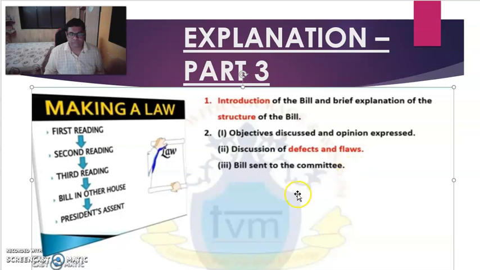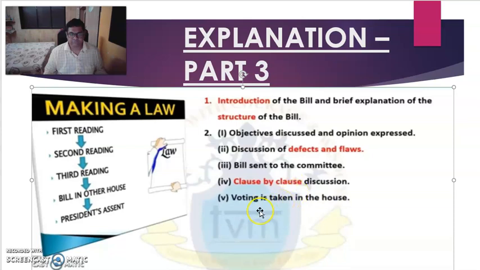After the discussion within the House, as per the requirement, the bill is sent to a committee of the House. The committee can give some instructions or recommend some changes to make the bill flawless. In the second stage of the second reading, the bill is discussed thoroughly, clause by clause. So members can also suggest some changes in this stage. After this lengthy discussion, voting is taken in the House.